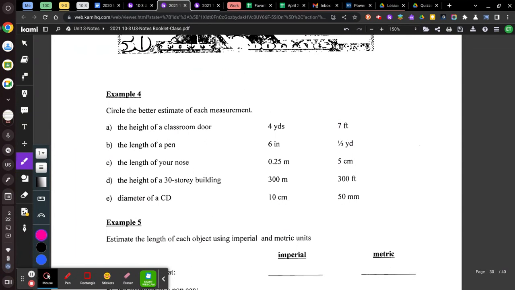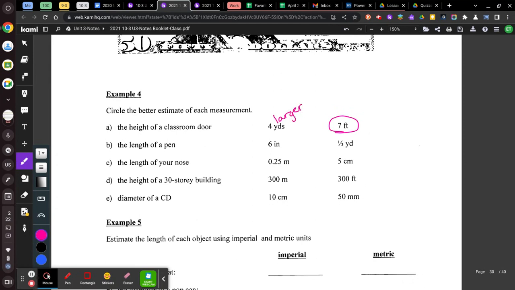Which one makes more sense to measure it in, yards or feet, for that door? What do you think? Feet. Now, why would you say feet? Yards is more like distance. Yeah, yards can be distance. Especially like football or something. Exactly. It's a larger unit, okay? So yards is a larger unit, okay?